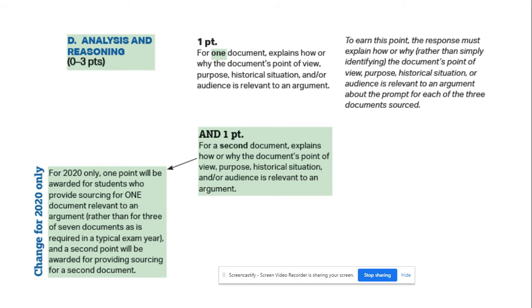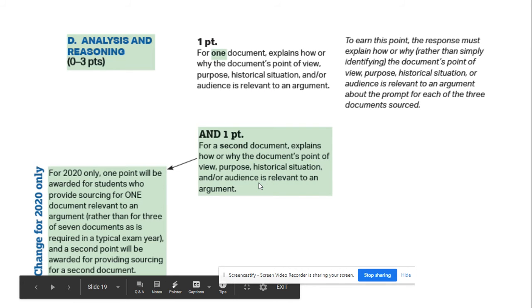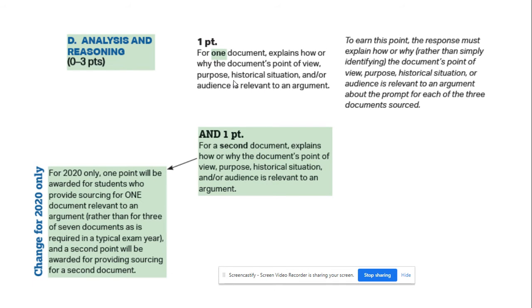So notice how we're seeing 5 points total here. Using 2 documents to just talk about the prompt, the topic, gets you a point. Another point if for 2 of these documents, you use them to establish your argument, and those can be the same 2 documents, right? This is kind of the first step towards that. And then if you do this for 4 documents, you get that third point. If you successfully do it for 1 document, a 4th point. You successfully do it for a second document, a 5th point.